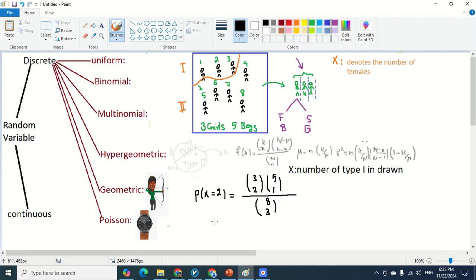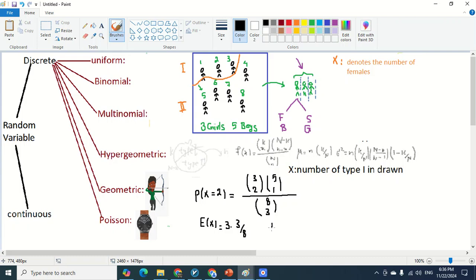Moreover, you can calculate the expected value of X by the following formula. The expected value will be n times p, where n, the number of selections, is 3, and p is the proportion of the favored cases, which is 3 over 8. So this will be the number that you can find. This 9 over 8 means that we expect to have approximately 1 girl in those 3 draws, or selections, or the committee that we have.